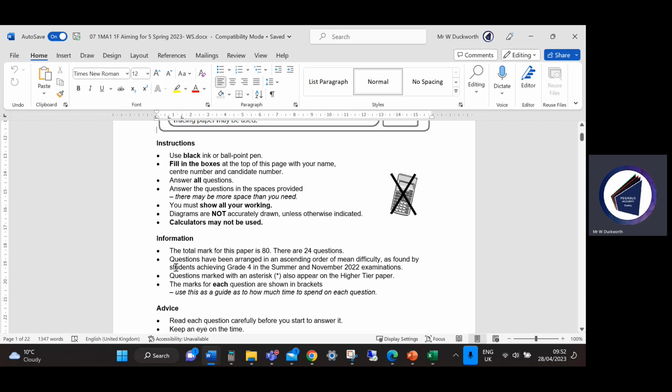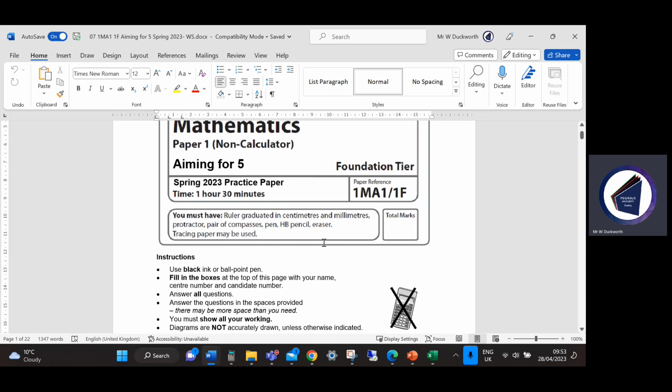It says here, questions have been arranged in ascending order of mean difficulty as found by students achieving a grade 4. I think that should say grade 5. I've just done the grade 4 paper, and we've got different questions, so I think they've just not updated that. And we've got use it as a guide for how much time to spend on each question. Right, so we'll kick off.